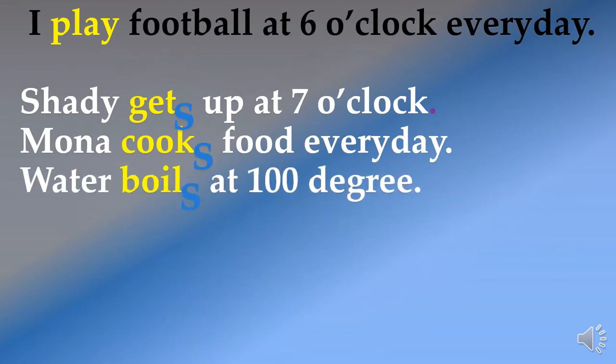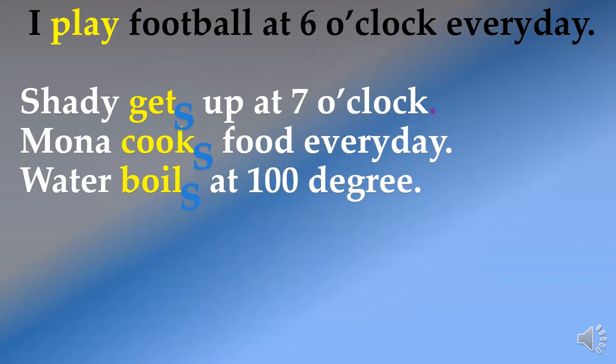These are some examples that indicate the form of the present simple tense. Number 1, I play football at 6 o'clock every day. And also the keywords. In sentence number 1, we use play. We don't add anything to the verb because the subject of the sentence is I. And at the end we use the keyword every day.